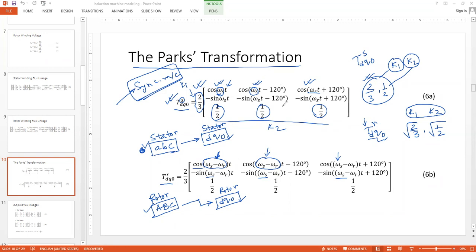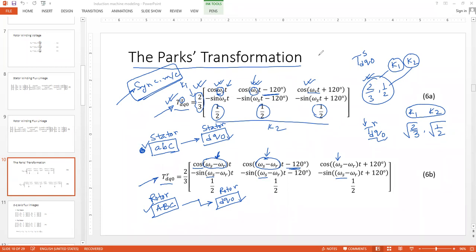Second one, again, some omega s t, some angular speed multiplied by t minus 120 degrees. So here also omega s minus omega, this is some angular speed multiplied by t minus 120 degrees. So other than the angular speed entries, all the other elements look the same. So the main difference between this transformation matrix and this transformation matrix is in the values of this angular speed.